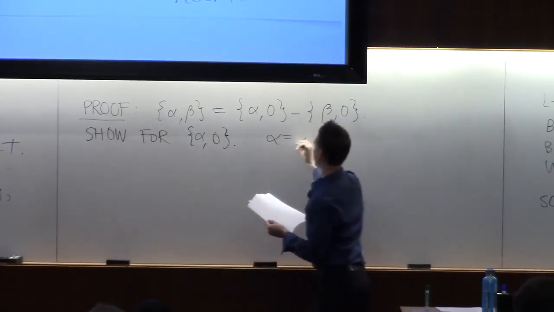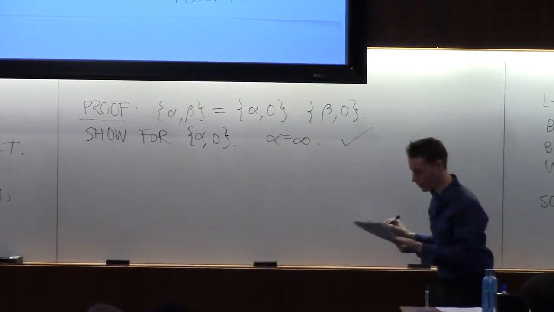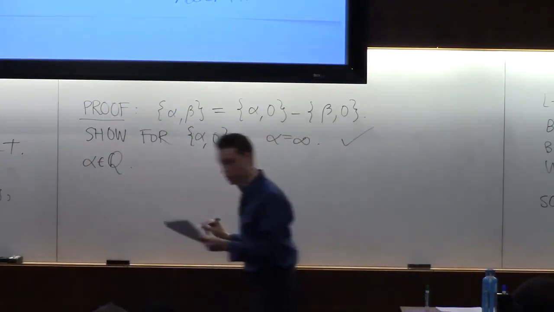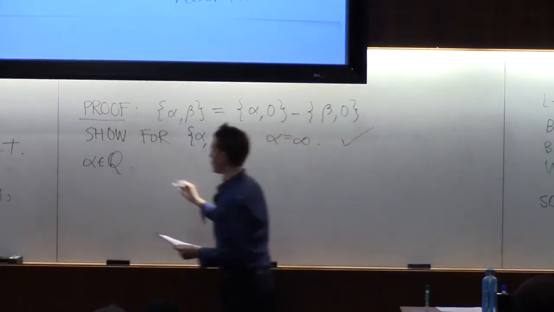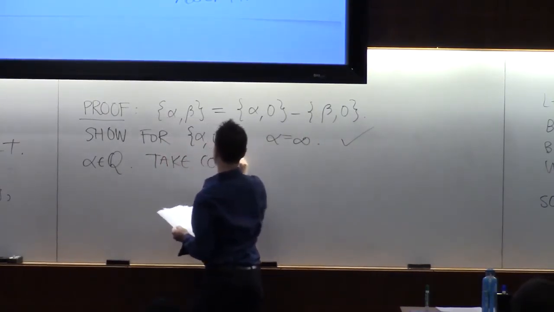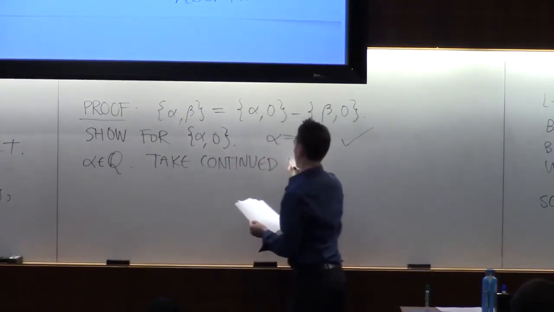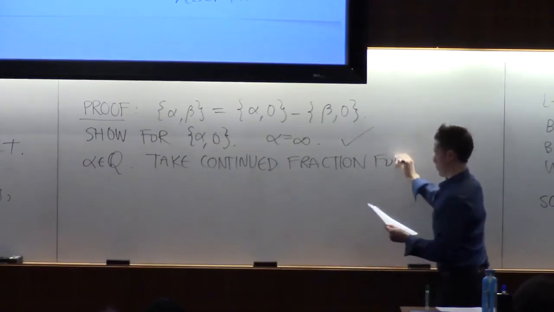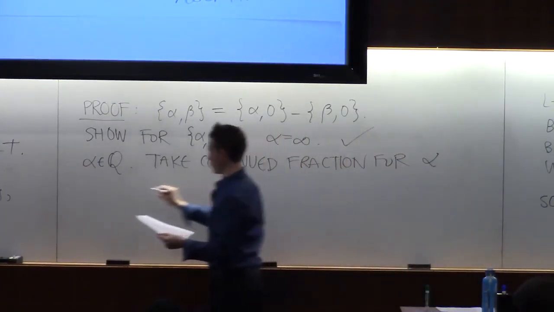If alpha is equal to infinity, boy, are we all set. Otherwise, our alpha is in Q, and the magical step here is that you take the continued fraction for alpha and its convergents.